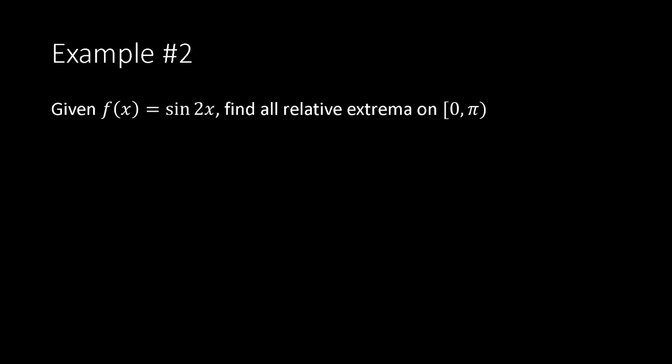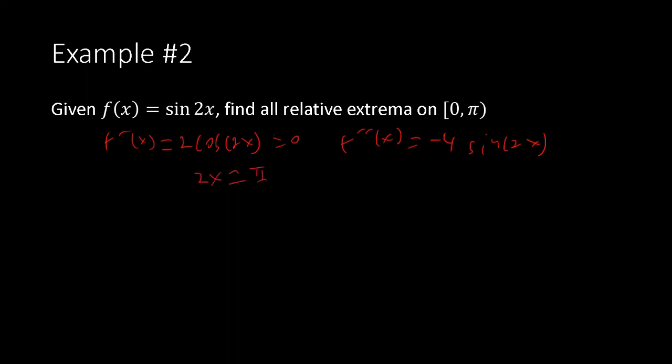Okay, f of x equals sine of 2x, and we're going to find all the relative extrema on 0 to pi. So f prime of x is going to be 2 cosine of 2x, and f double prime of x is going to be negative 4 sine of 2x. Okay. Now let's solve. We'll set f prime of x equal to 0. This means that cosine of 2x equals 0, which means that 2x equals pi over 2 plus pi n, or x equals pi over 4 plus pi over 2 n.